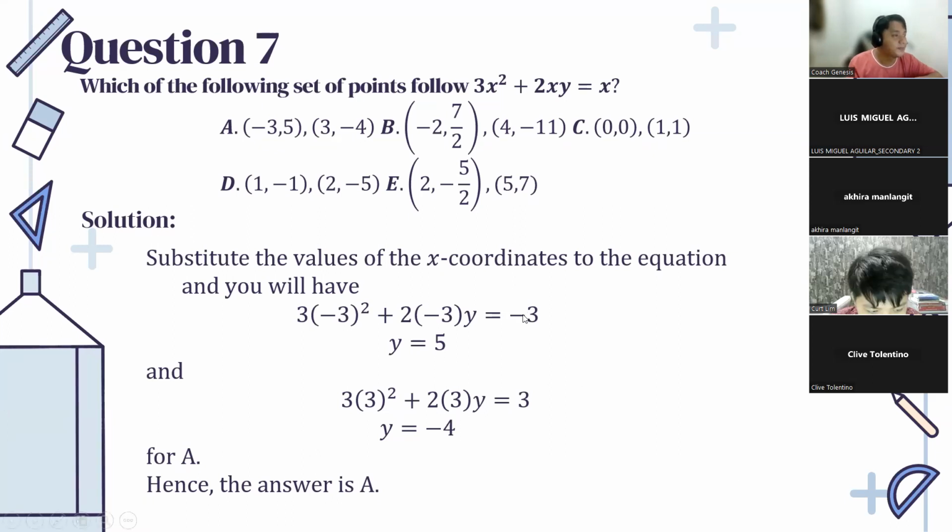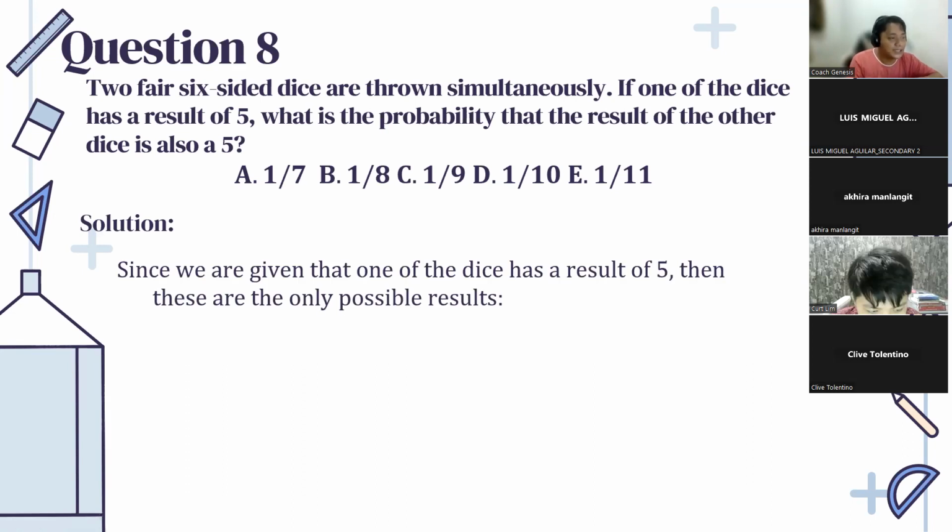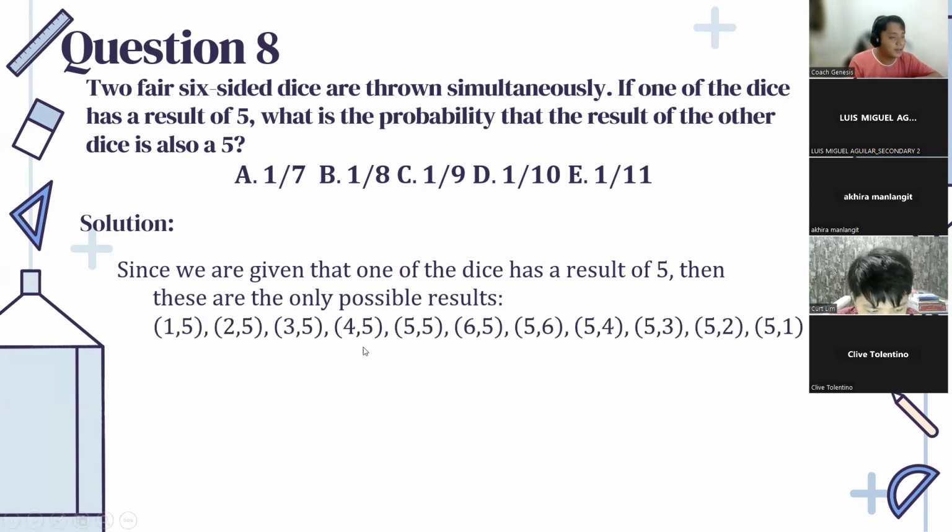Okay, let's proceed to number 8. Two fair six-sided dice are thrown simultaneously. If one of the dice has a result of 5, what is the probability that the result of the other dice is also a 5? Okay, so here, since we are given that one of the dice has a result of 5, then these are the only possible results. Take note that one of the two has a result of 5. So that means that these are the only possible results. You have 1, 5, 2, 5, 3, 5, 4, 5, 5, 5, 6, 5, and 5, 6.